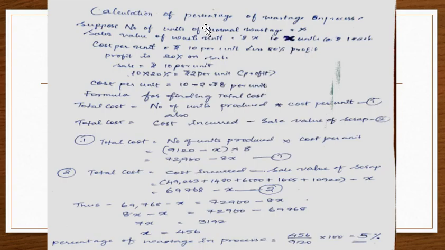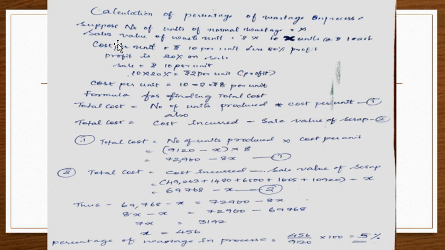So this is the calculation of the percentage of wastage in process C. In process C, suppose the number of units of normal wastage is X. We don't know what the normal wastage for C is. We don't know the percentage or how many units, so we will consider it to be X.